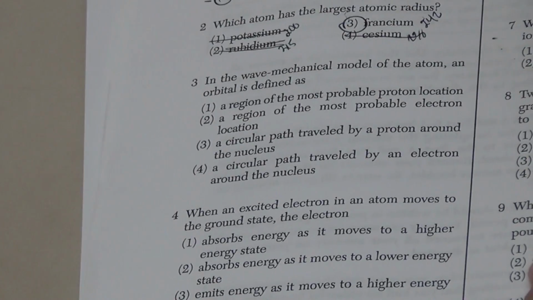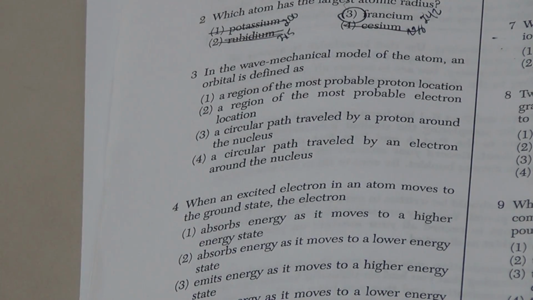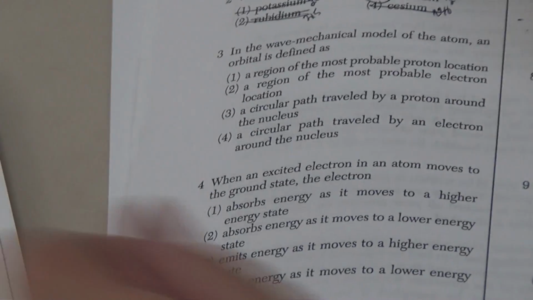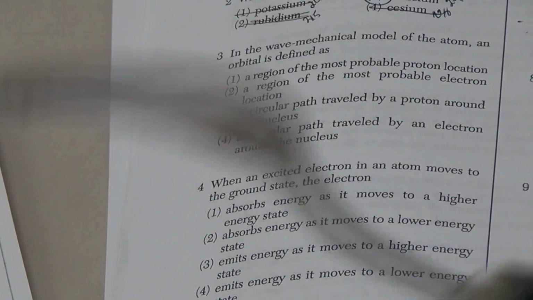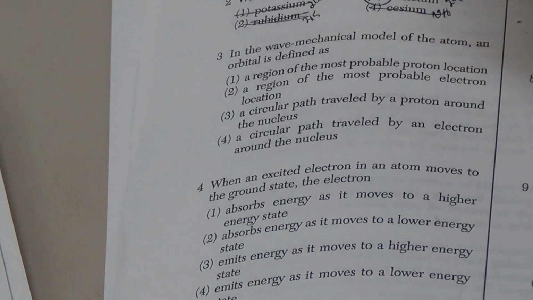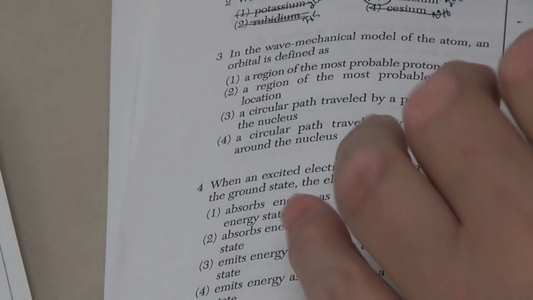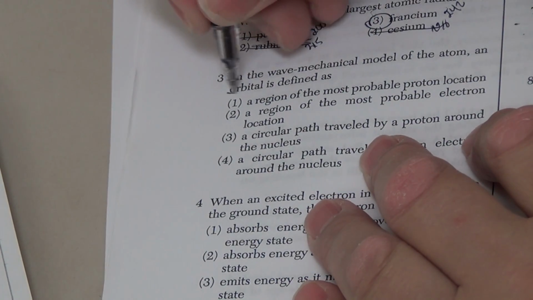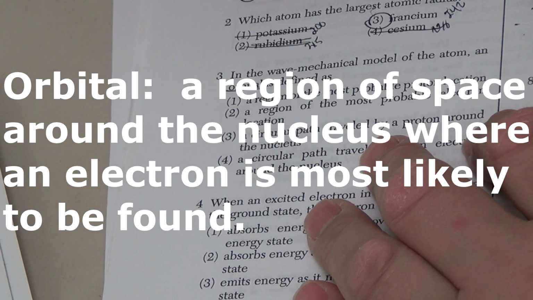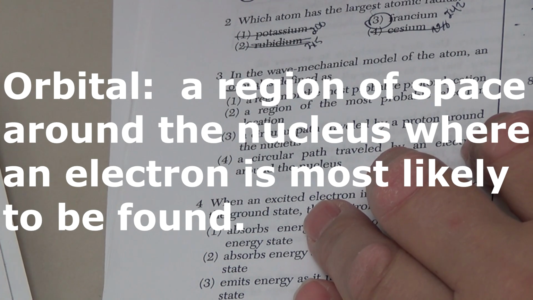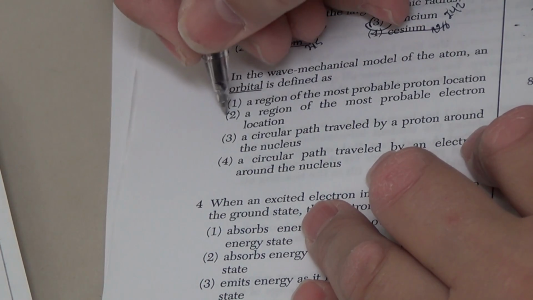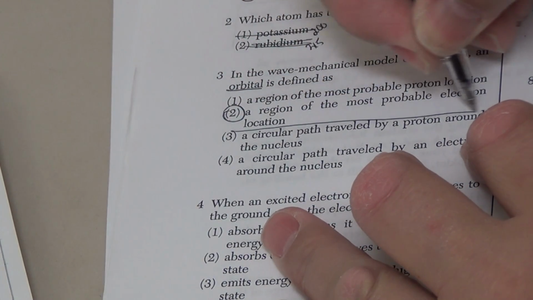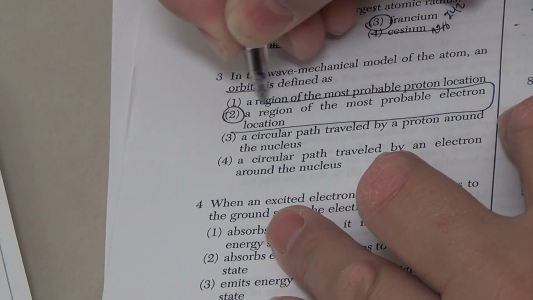The wave mechanical model of the atom. An orbital is defined as, okay, so now we're talking about definitions. Very rarely are they going to ask you for the definition of a word. Instead, they'll basically give you a question where if you don't know the definition, you can't answer the question. But here they're asking for a definition. The definition of an orbital is a region of space where you're most likely to find an electron, a region of the most probable electron location. That right there is the definition of the word orbital.